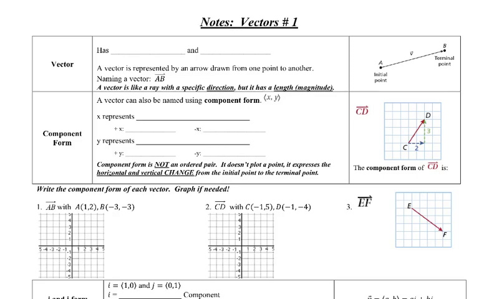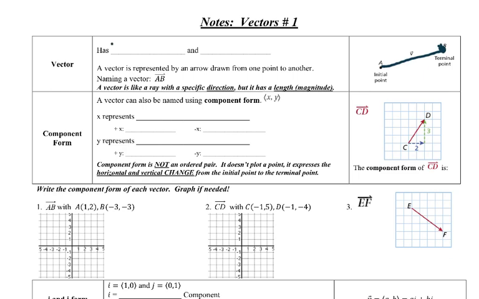So today we start our work on vectors. We're just doing a little unit, 3 sections, just a quick introduction to what a vector is. A vector is pretty much like a ray in geometry, where it starts at a point and then goes in one direction, but it doesn't go forever. It has what we call a starting point and an ending point.